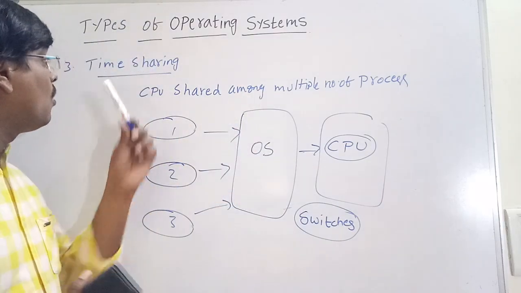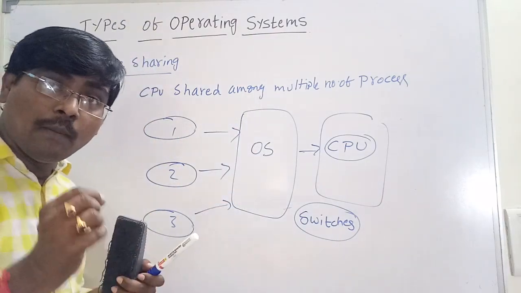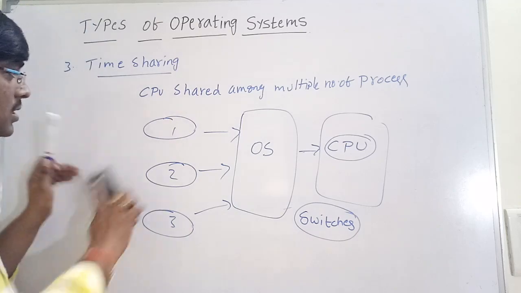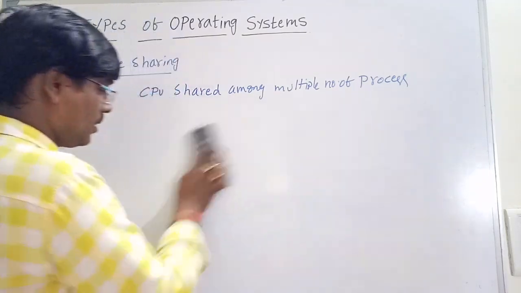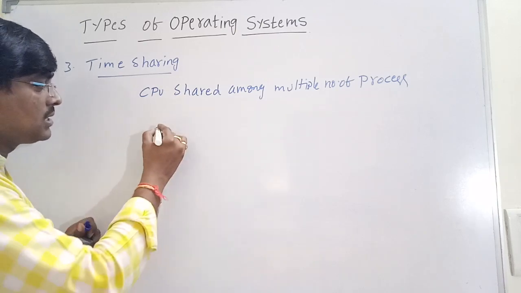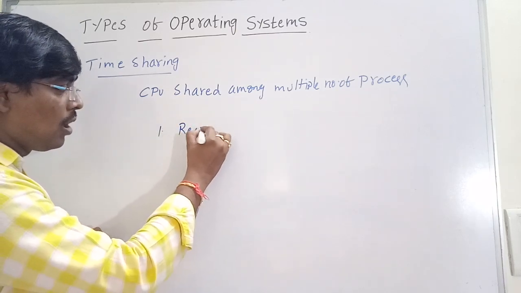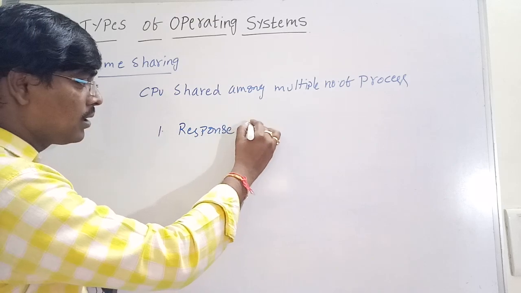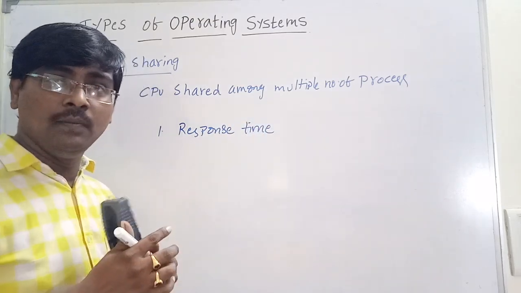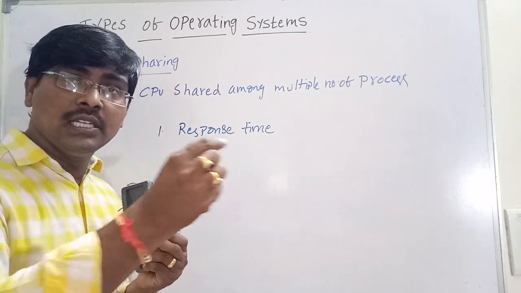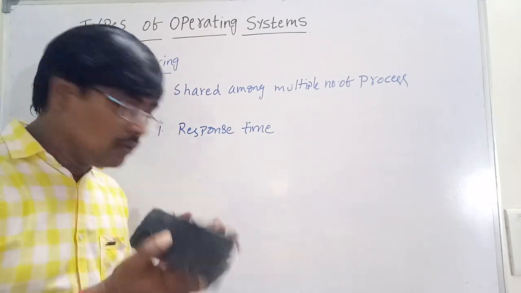In this fashion, what is the advantage? The main advantage is response time. Response time is the main advantage. What do you mean by response time? Whenever we enter into the system, a process is executed one time. Suppose you went to a hotel.